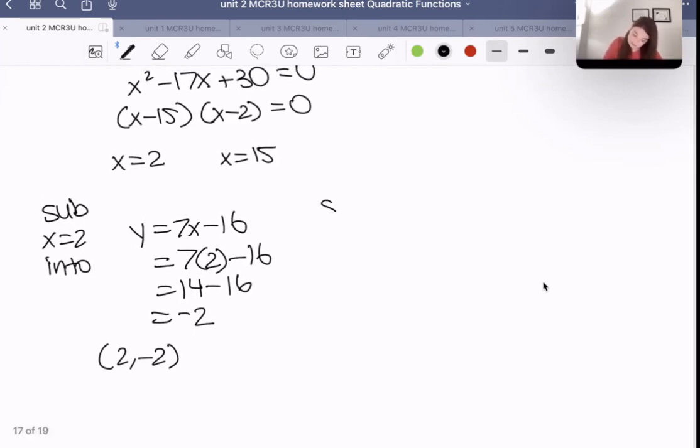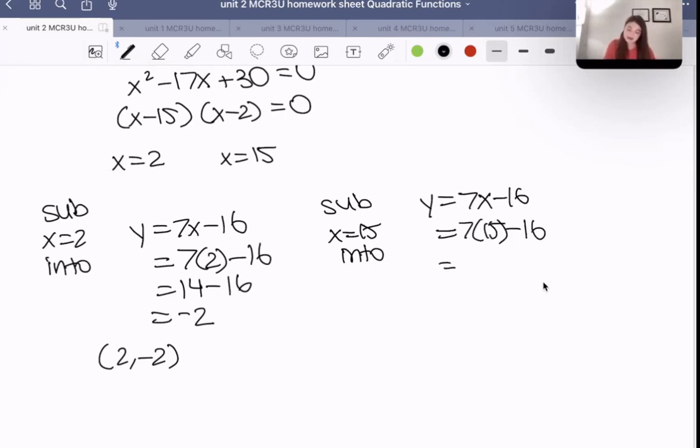Then I will do the same thing for x equals 15. So that's going to be equal to 7 times 15 minus 16. What's 15 times 7? Maybe it's 105, something like that. Let me just check that though. It is 105. Okay, 105 minus 16 is going to be 89. So therefore we have another point that is 15 for x and 89 for y.